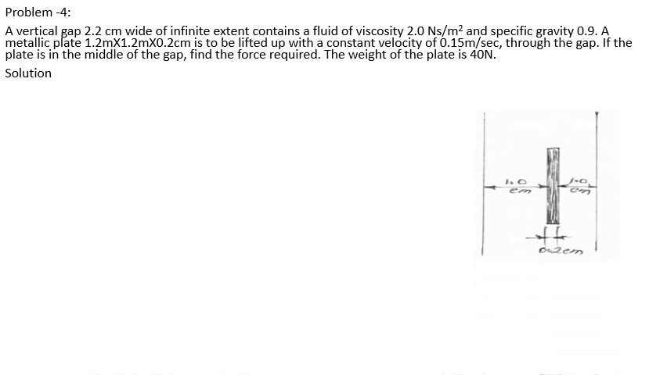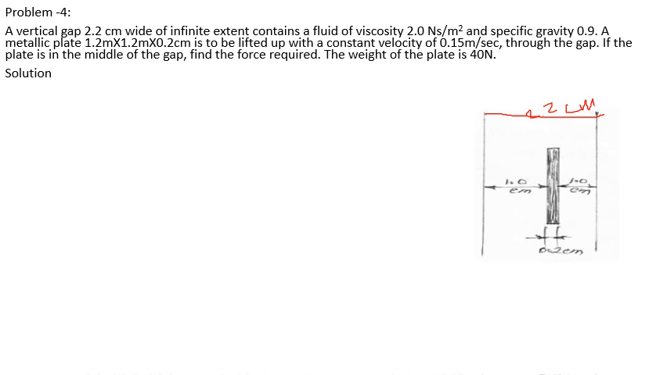So solution. This is a diagram connected to this numerical. The vertical gap, the total gap between the walls, is 2.2 centimeter wide of infinite extent and contains the fluid. That gap is filled with some lubricating oil. This total gap is 2.2 centimeter. The viscosity of that lubricating oil is given: this is 2 Newton second per meter square. The specific gravity is 0.9.